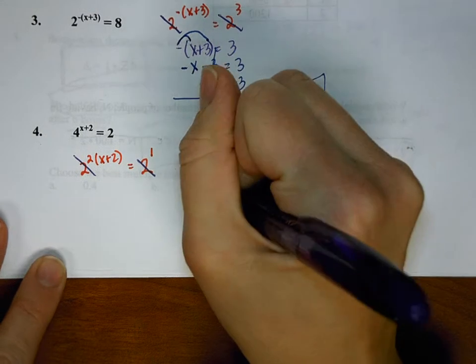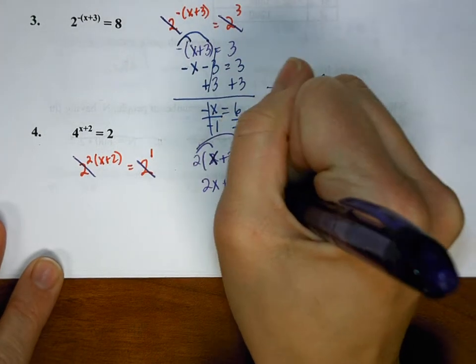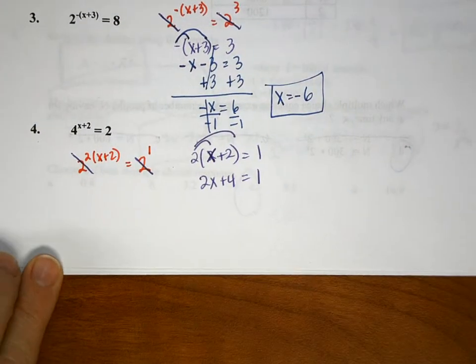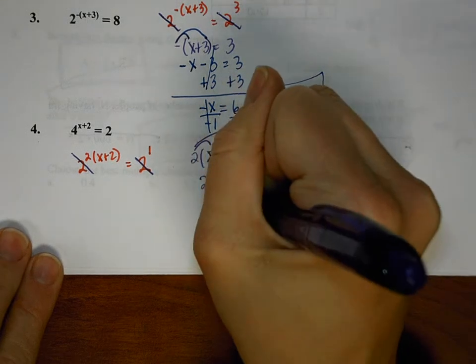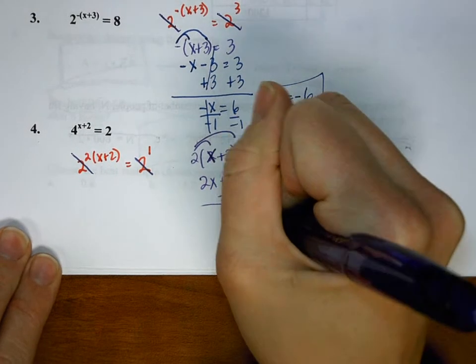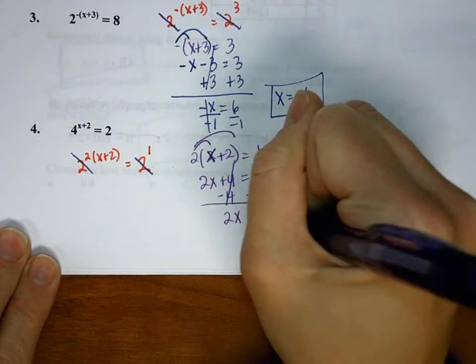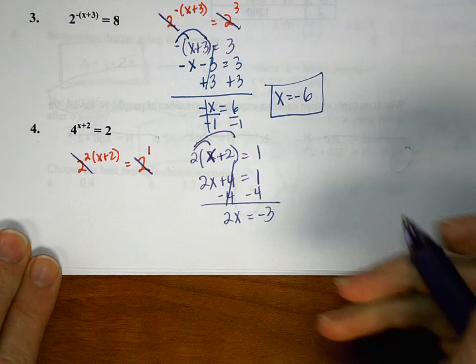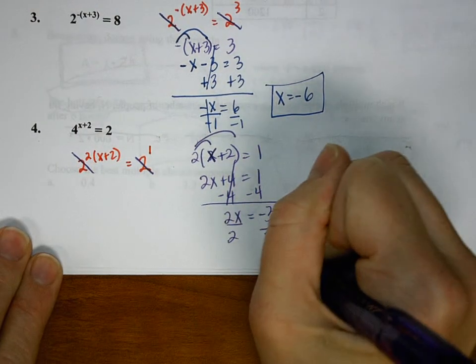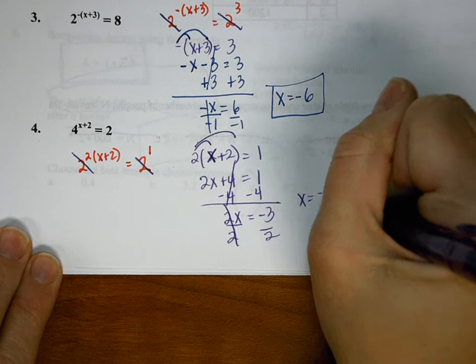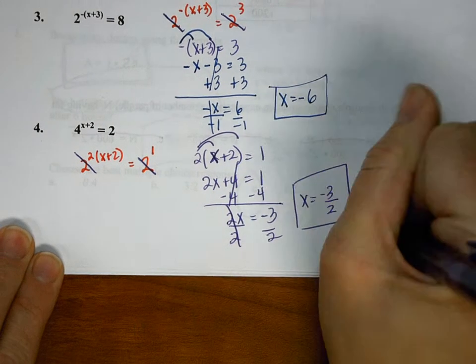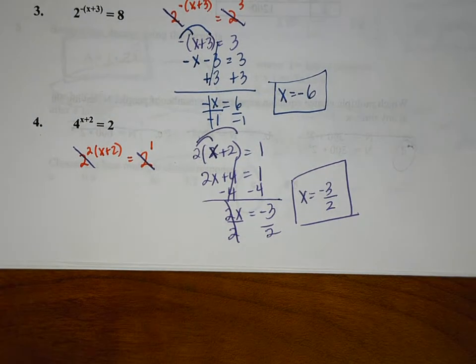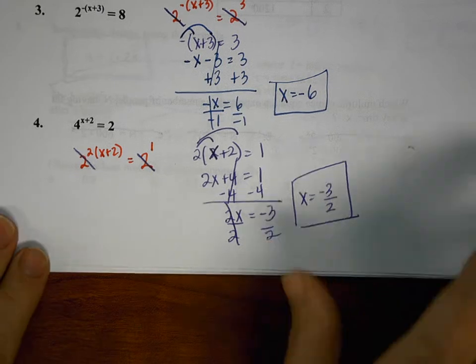We distribute the 2 to get 2x plus 4 equals 1. Subtract 4 from both sides. 2x equals negative 3. Divide by 2 to get x equals negative 3 over 2. Questions? Okay. Moving on to example 5.